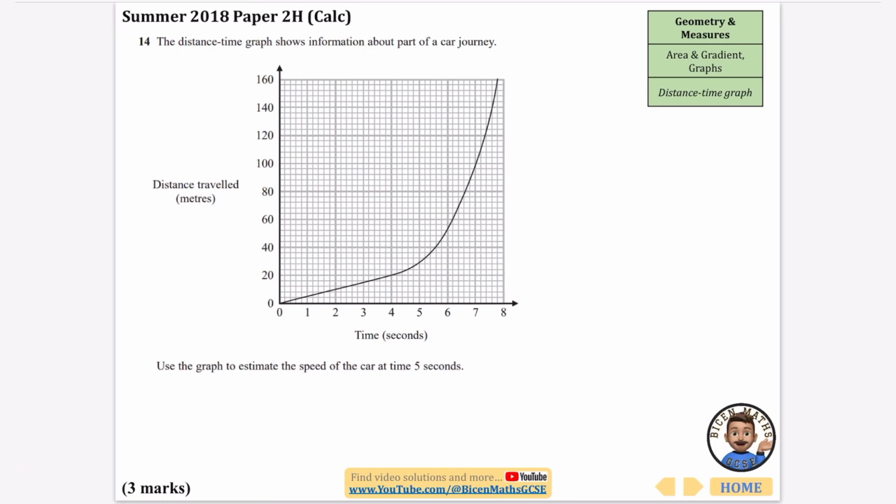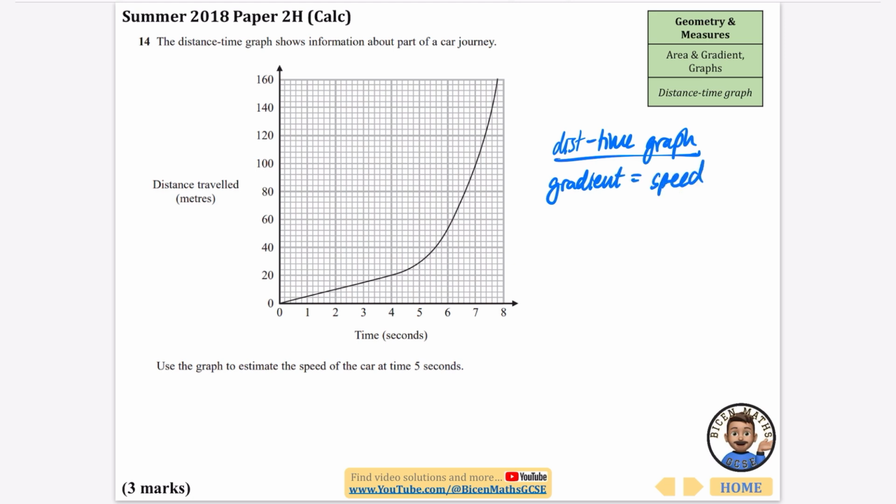These are slightly different because they all have this idea of finding the area or the gradient of a smooth curve. So all you need to know for this is that if it is a distance time graph, then the speed is estimated by finding the gradient. So I'm just going to jot that down: for a distance time graph, the gradient is equal to the speed.